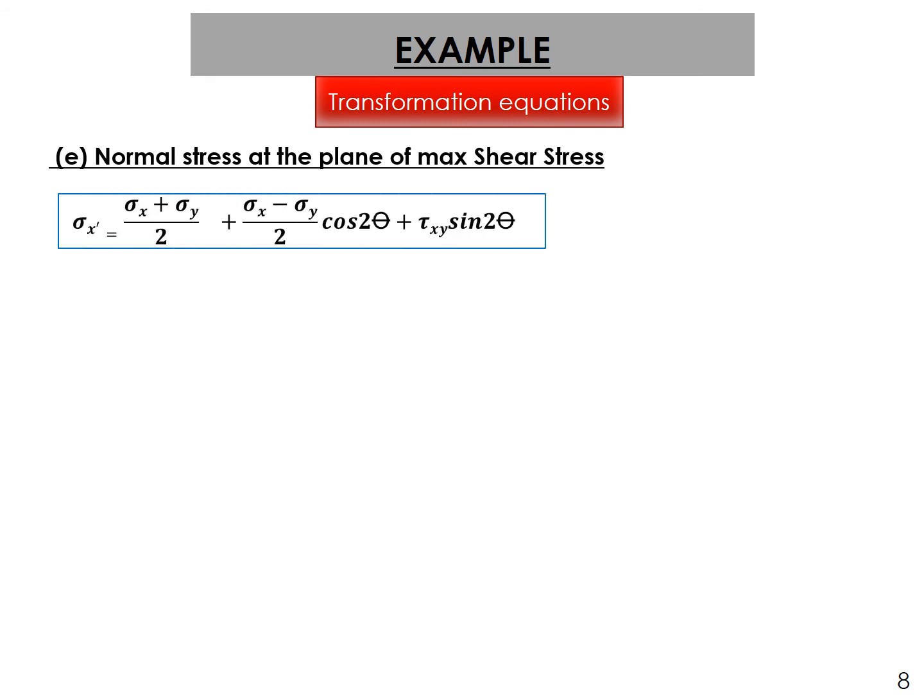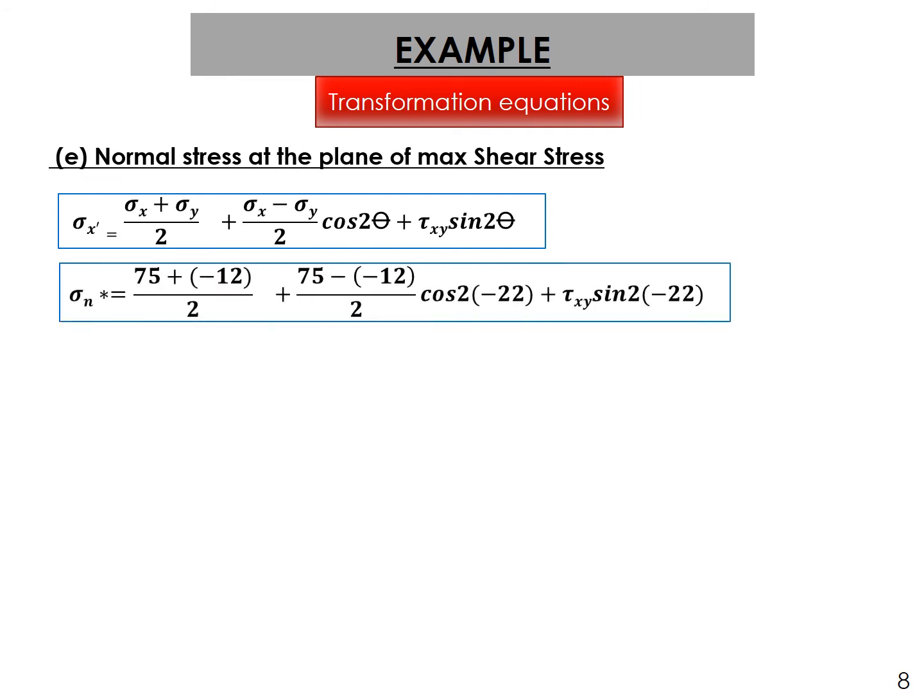So this is a generalized relation. I've just tried to show you from the basics. Now theta s, replace this theta by theta s. Simple. I've replaced this theta by theta s. We know our theta s was minus 22. I have simply substituted that 22 here. So this is what we get. The normal stress at the plane of maximum shear stress is 31.5 megapascal.